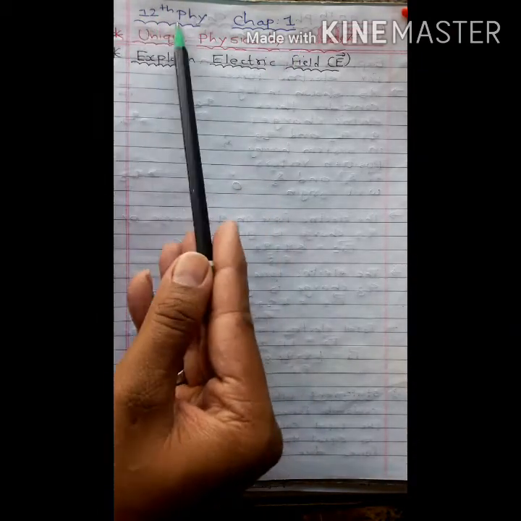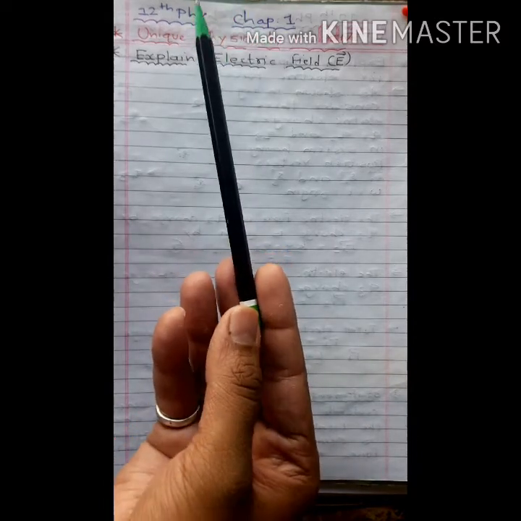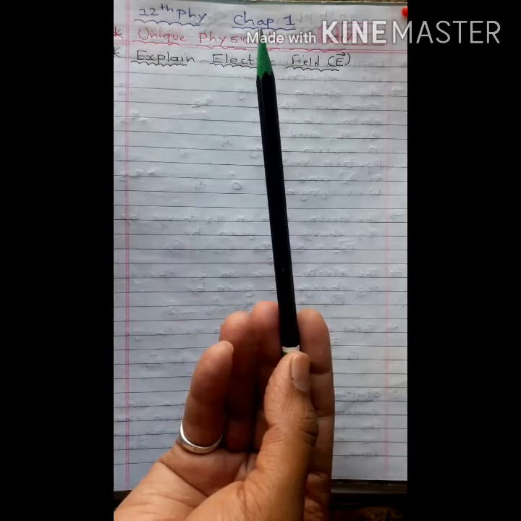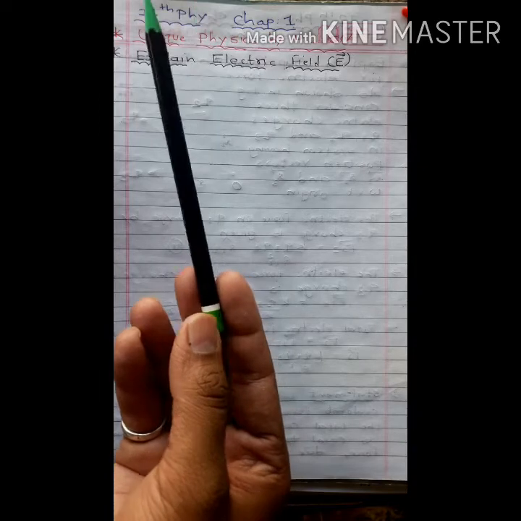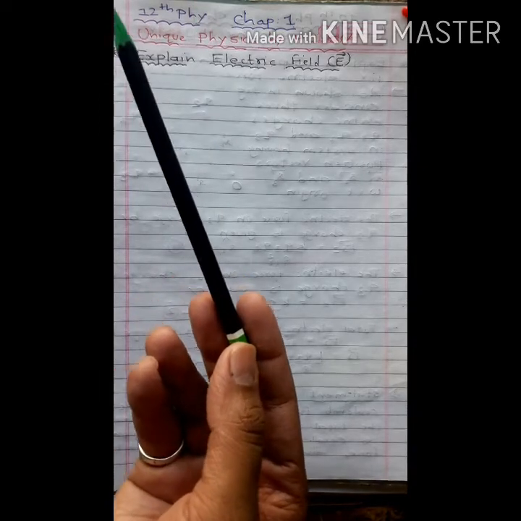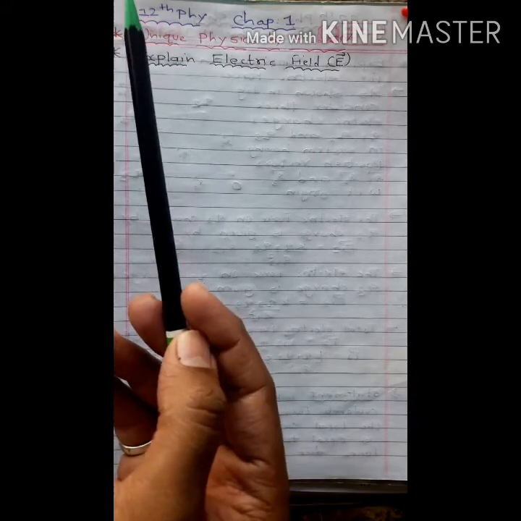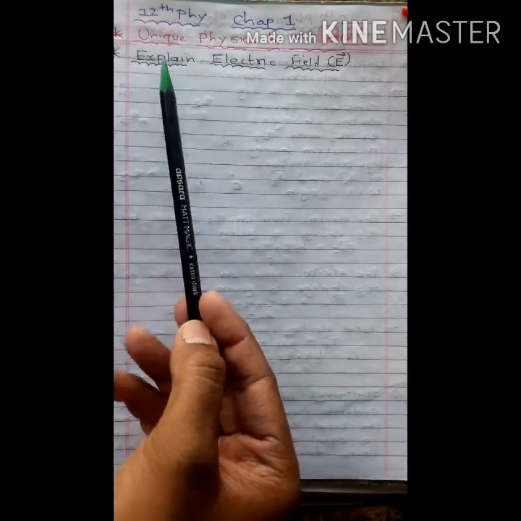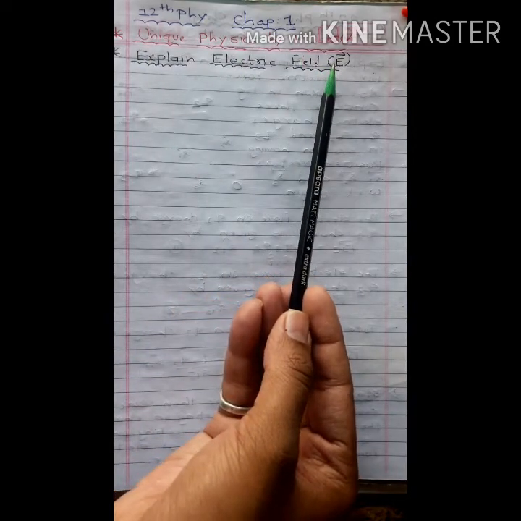Here we will discuss 12th Physics, chapter number 1, Electric Charges and Fields. Last time we discussed electric force and superposition principle for electric force. Now here we are going to explain the most important quantity of this chapter, electric field. So our question is, explain electric field. Electric field is denoted by vector E.